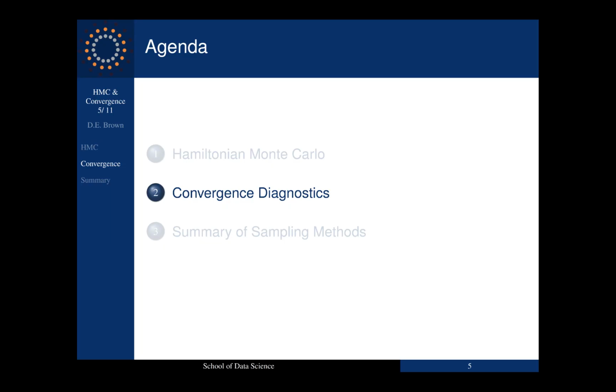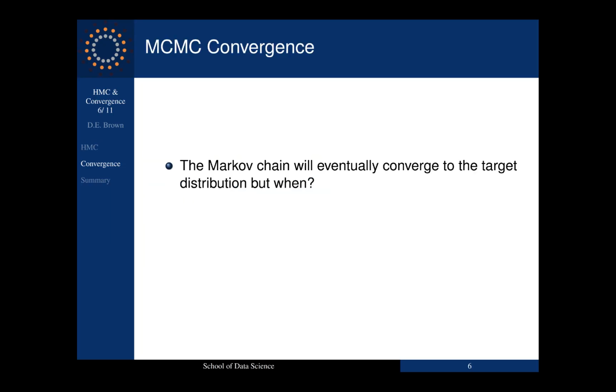Okay, now let's talk about convergence diagnostics. Well, the Markov chain, as we know from the basic theorem that we saw for Markov chains, is going to eventually converge to the limiting probability distribution for that Markov chain, and that, in fact, is going to be equivalent to the target distribution that we're interested in. So that's all great. The problem is how long it's going to take, and that's the issue of convergence.